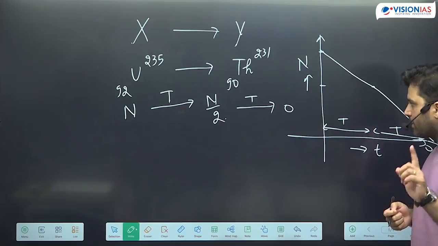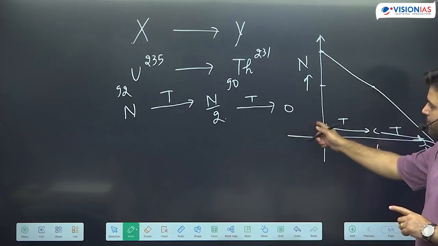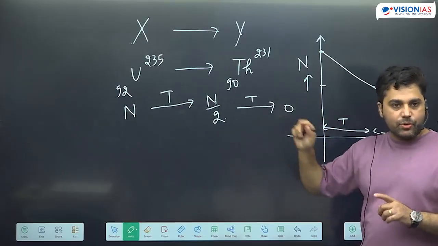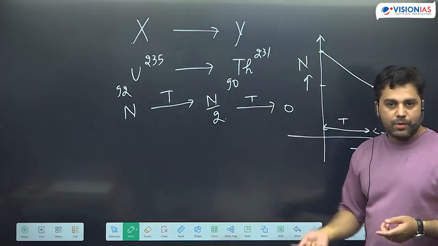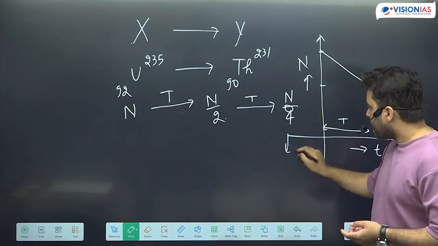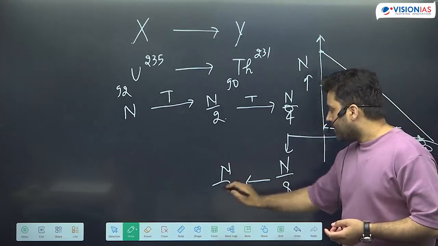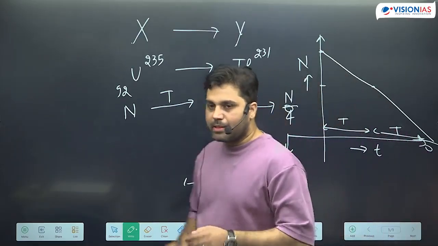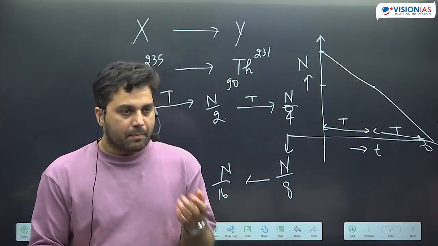You do not have to worry about that word. But what it means is that in next time t, it will not be 0. Whatever is left, half of that will decay. So after time t, n by 2 was left, but n by 2 ka jo half hai, wo n by 4 hai. So after next time t, n by 4 will be left. After next time t, n by 8 will be left. After next time t, n by 16 will be left. So it will come very close to 0, but theoretically, it will never become 0.